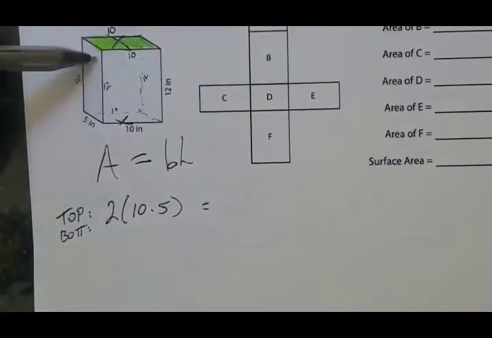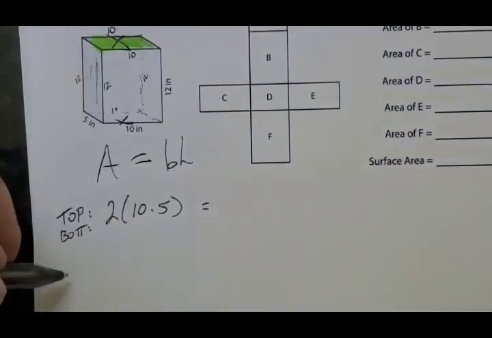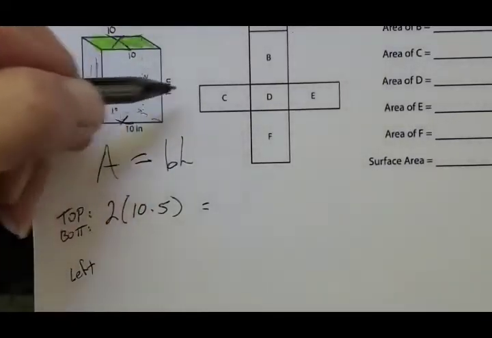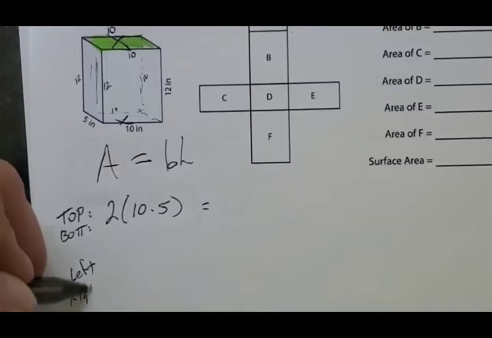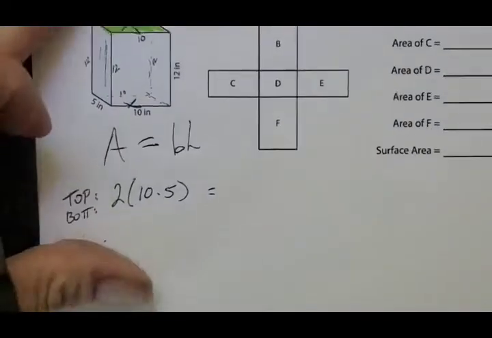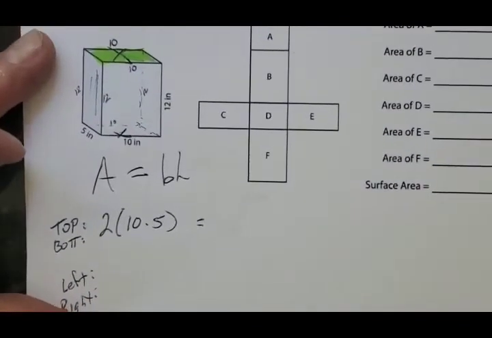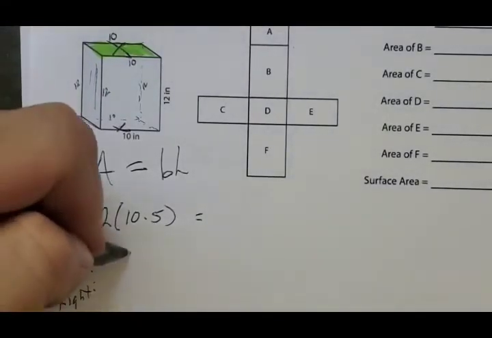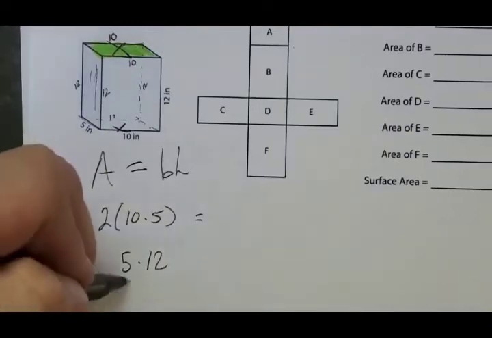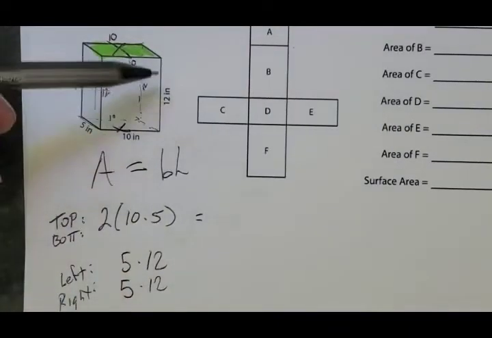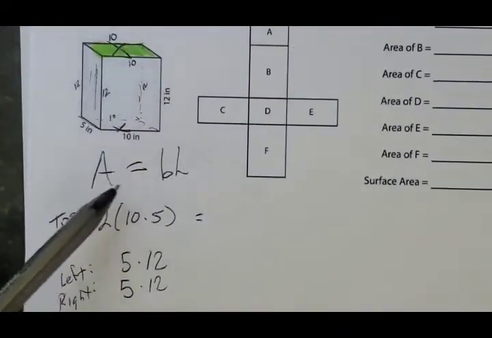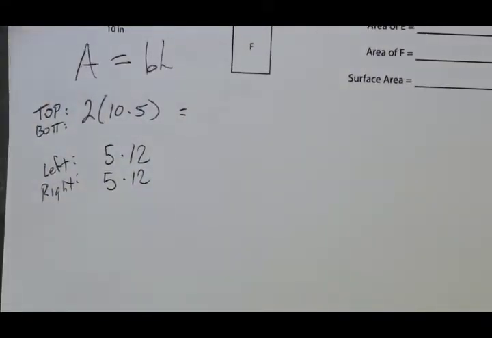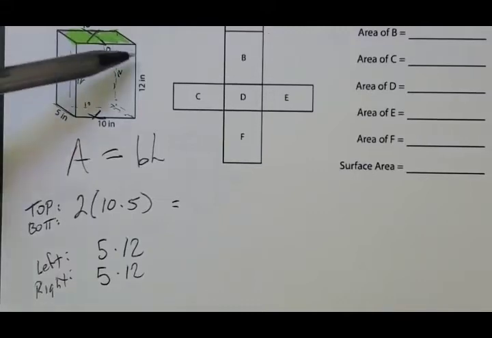Now, I'm going to call this side the left side, and then the one that's exactly the same to the left is the one over here. I'm going to call that the right side. And I need to figure out their dimensions. So the left side is 5 by 12, and the right side is exactly the same. If you look over here, 12 by this edge would be 5. Okay? So I've got the top and the bottom. I've got the left and the right.